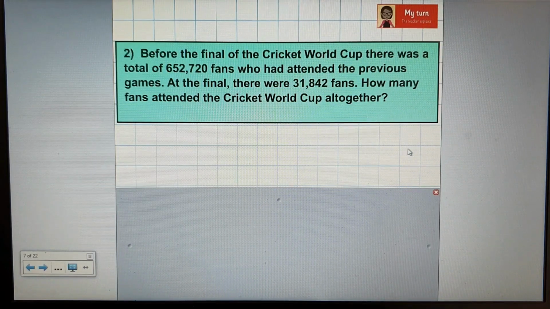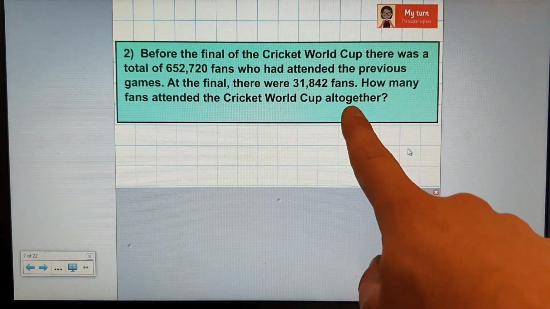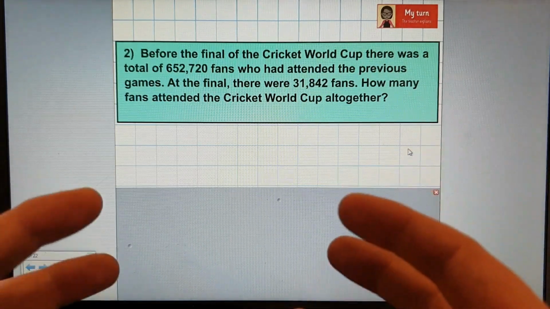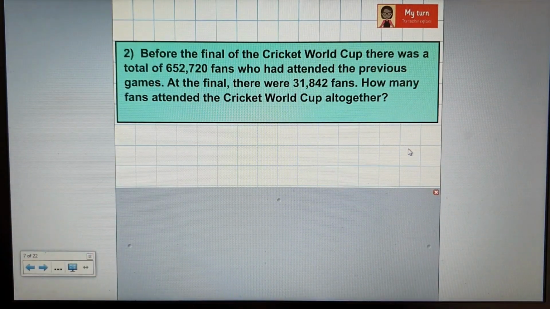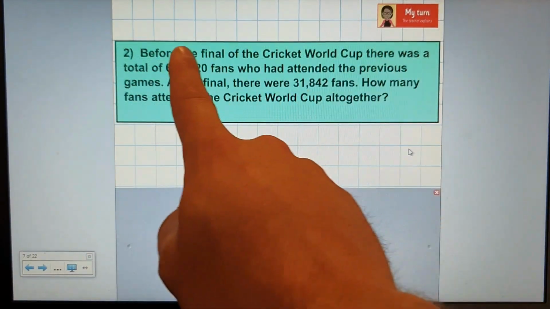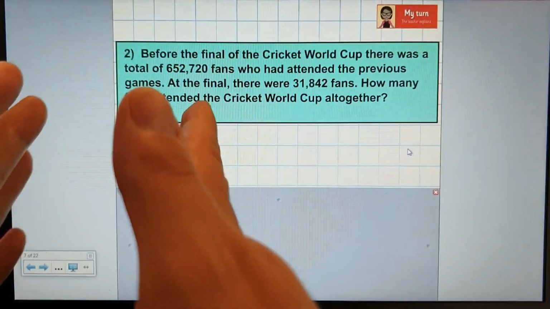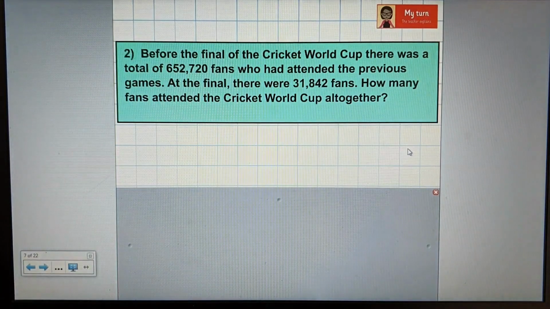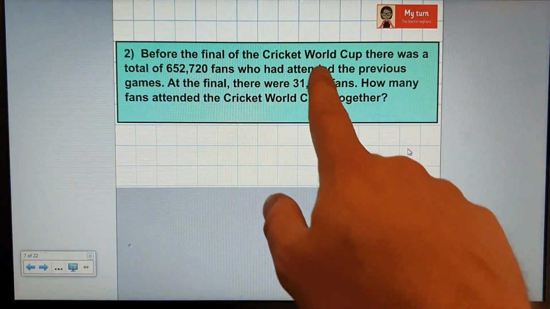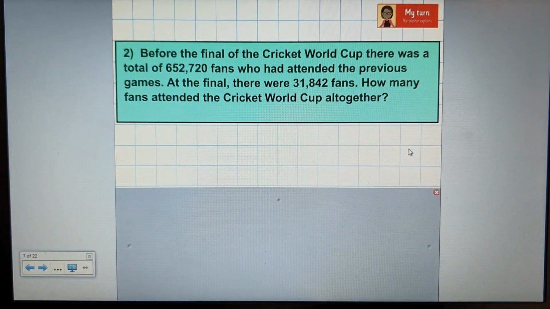Now straight away, this word is jumping out at me, altogether. And it's a word that we quite often see in these kind of problems. And it means I'm going to probably have to use add again. It's talking about previous and the final. So it's telling me that this larger number here is all of the fans that had attended at the start of the World Cup and just before the final. And they've got this amount added on at the end.